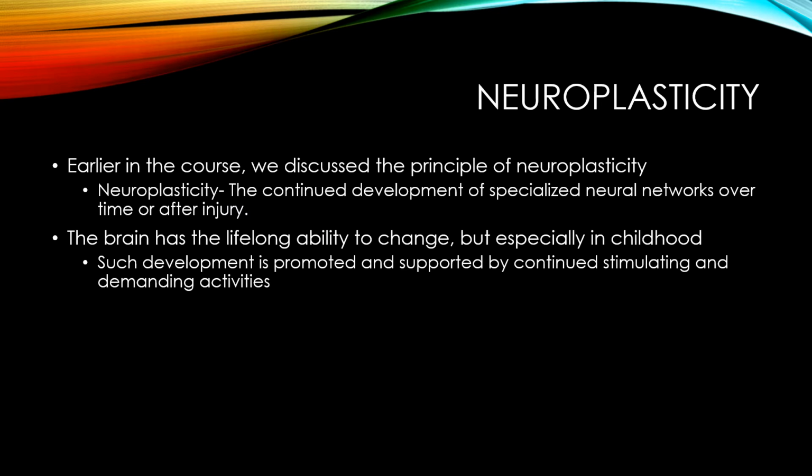So really, brain development comes down to a principle of brain change that we talked about earlier in the course, and that's neuroplasticity. As we talked about, neuroplasticity is the continued development of specialized neural networks after time or after injury. The brain has the lifelong ability to change, but this is especially true in childhood. And this is often promoted and supported by continued stimulating and demanding activities, which continue to push the nature of where our brains are at.